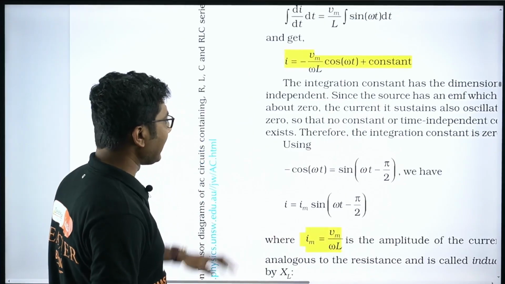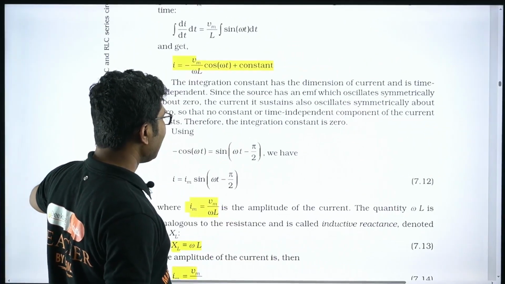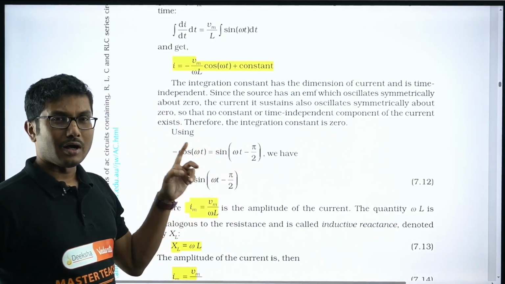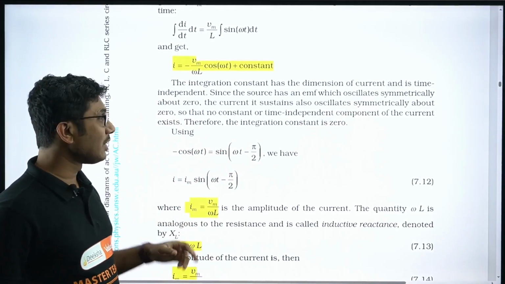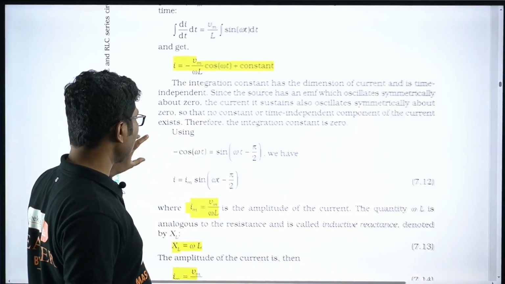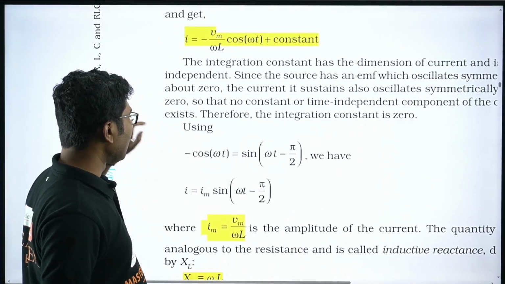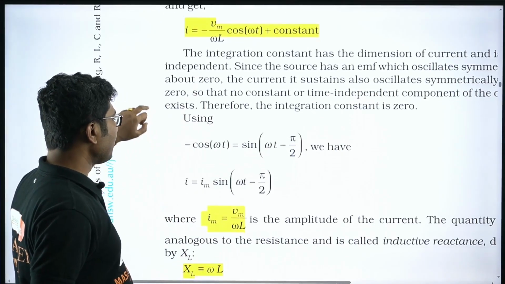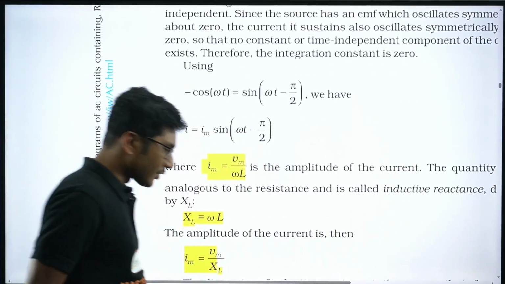Okay, minus cos omega t can be written as sin(omega t minus pi by 2). You can check that out. It is a simple mathematical complementary angle formula. If you apply that, you will get that minus cos omega t is equal to sin(omega t minus pi by 2). So you can write current I in terms of sine.